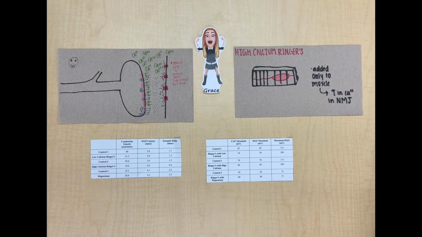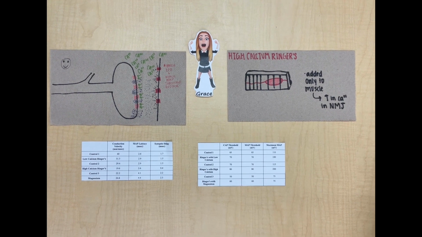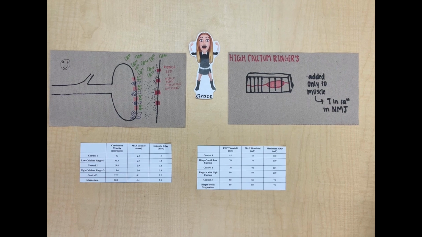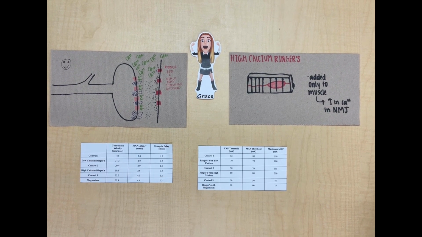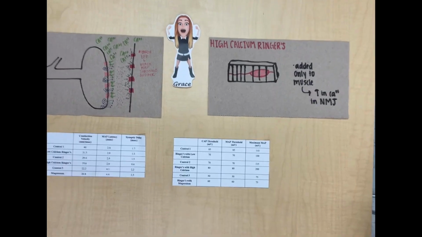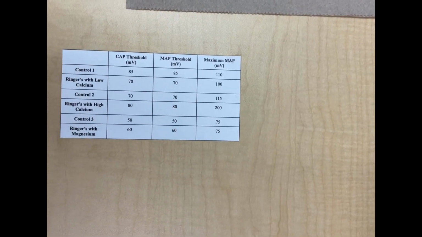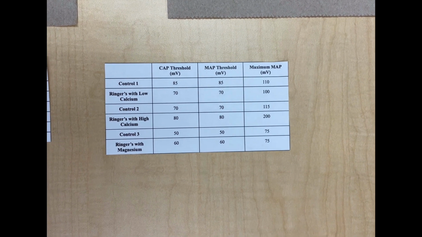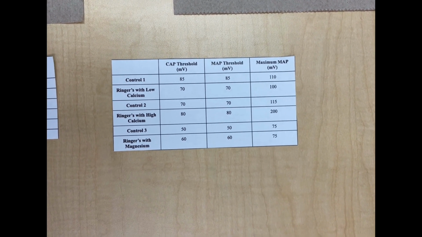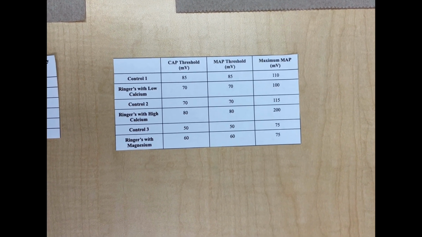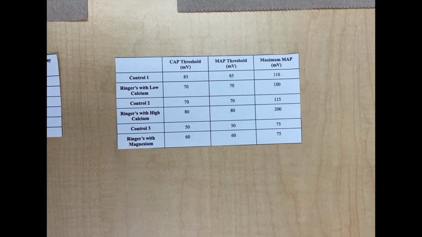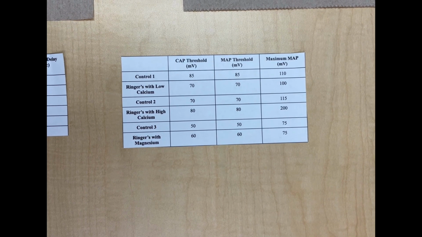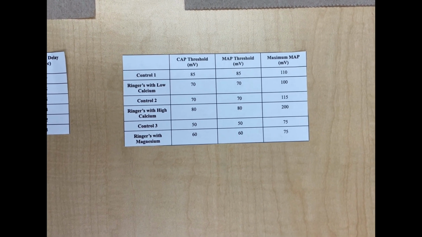Now we will examine the effects of high calcium ringer solution. The CAP, MAP, and max MAP threshold amplitudes all increase during the high calcium recordings. For the control for this portion, the CAP threshold, MAP threshold, and maximum MAP were 70 millivolts, 70 millivolts, and 115 millivolts respectively. The CAP threshold, MAP threshold, and maximum MAP recorded during the trial with ringers with high calcium were 80 millivolts, and 200 millivolts respectively.